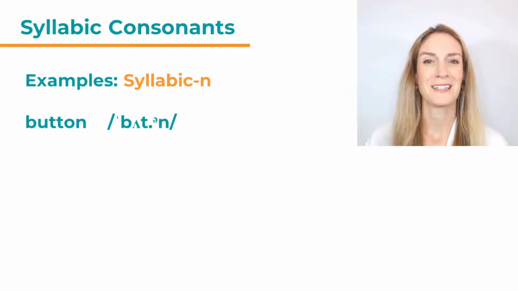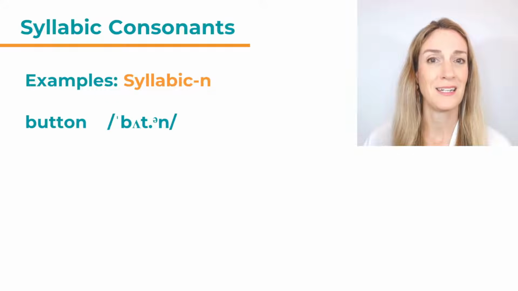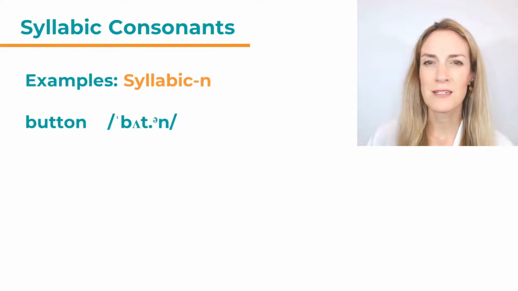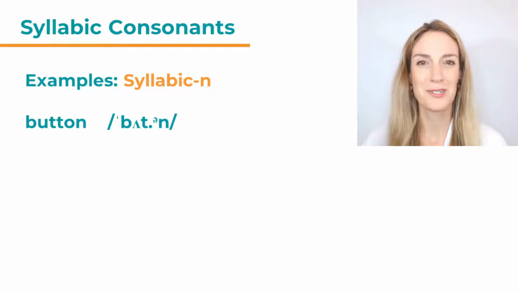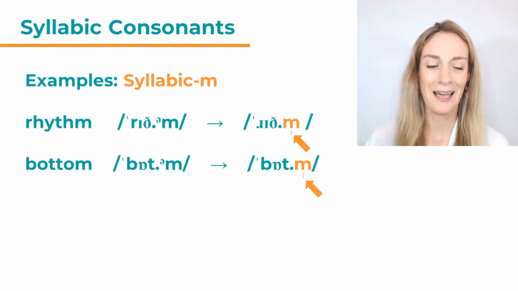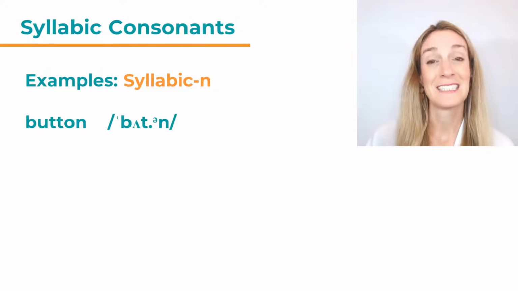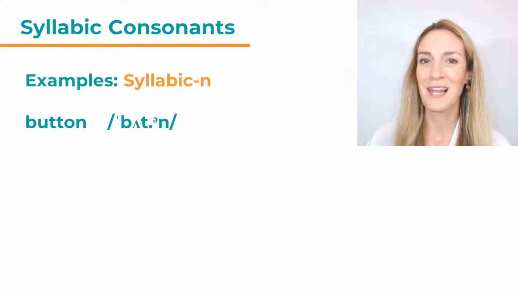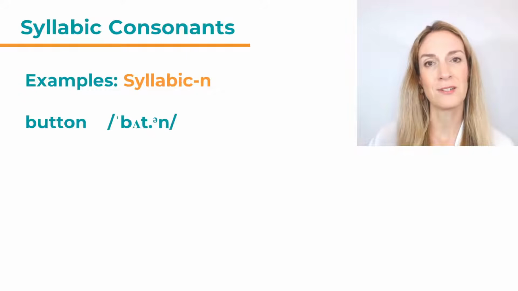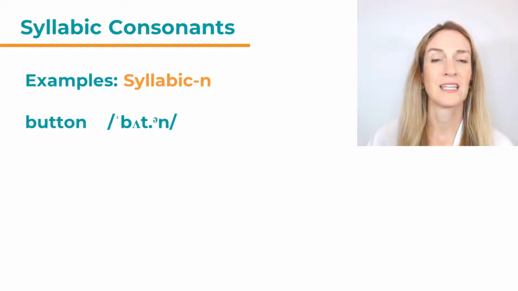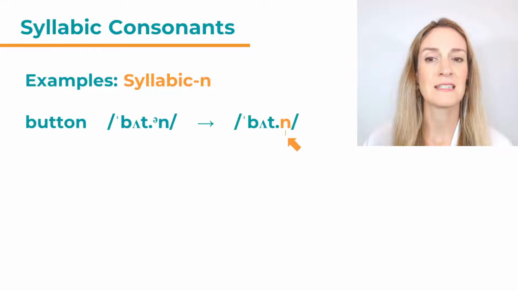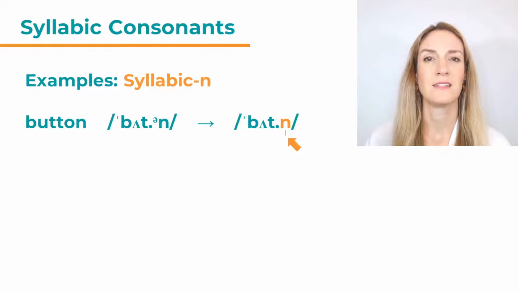Let's have a look at examples for syllabic n, and here we have the word button. And if you think, wait, didn't we just have this word? No, no, that was the word bottom. Now we have the word button. They sound very similar, but have a different meaning, different spelling, slightly different pronunciation. So button, again, final syllable, schwa, and the nasal n. But when we say it fast, often it's realized as button. And the n is a syllabic consonant.